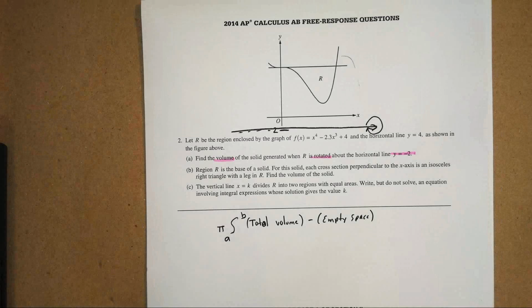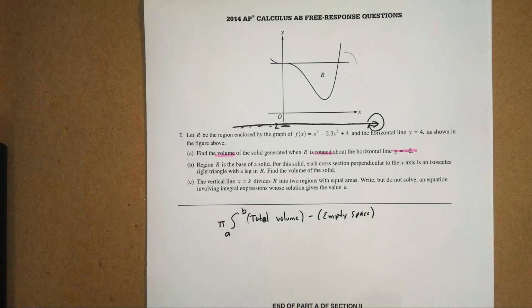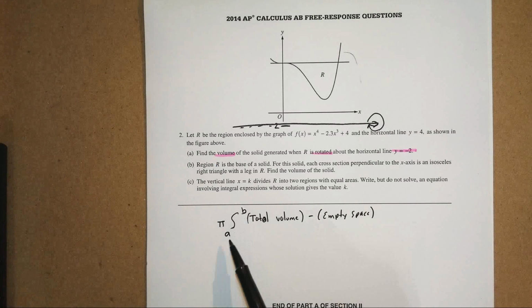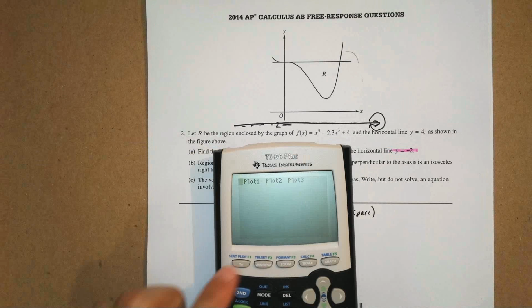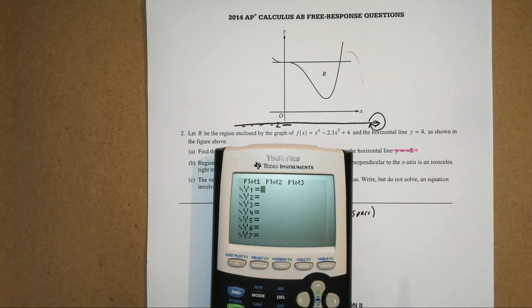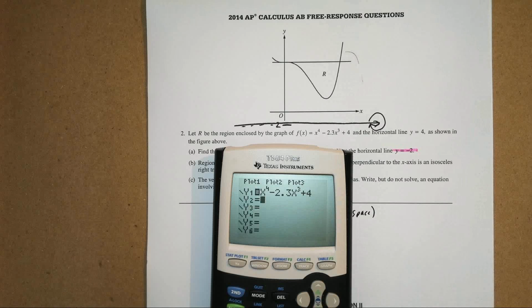That's the formula to figure this out. So what we're going to do is we're going to find this total volume. But the problem is that you'll notice there's an A and a B. Well, how do I find this A and B? A and B are where these lines intersect. So what that means is I have to graph this equation. So I'm going to go to my y equals, type in both equations, x to the 4th minus 2.3 x to the 3rd plus 4, and then I'm going to type in on the other line y equals 4.